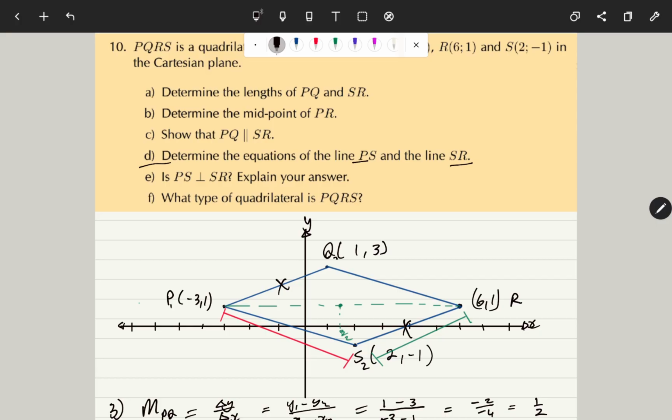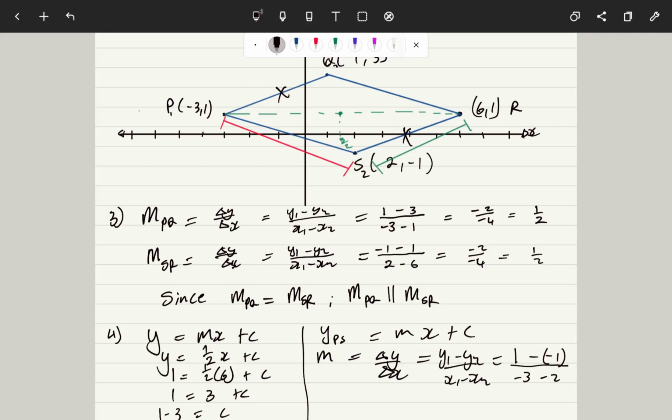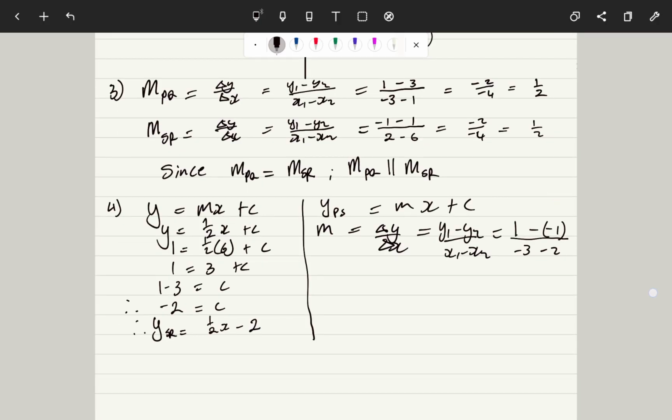And the question is determine the equations of PS and SR. Cool. So I'm going to confirm these coordinates and make sure I made no substitution error. y1, that's P, then minus 1, yes, cool, and then minus 3 minus 2, yeah, that is fine. So I have 1 plus 1 all over minus 5, which is 2 over minus 5.